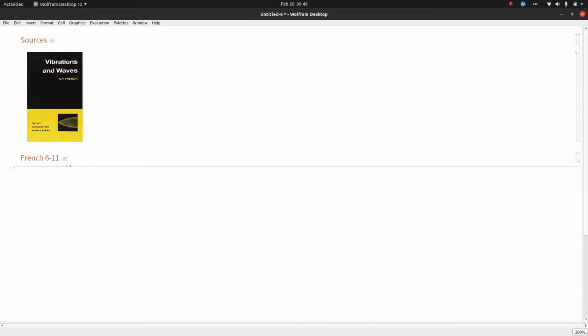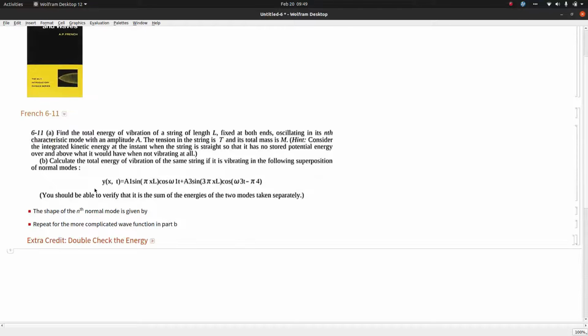So if we take a quick look at that problem, we can see that it wants you to find the total energy of vibration for a string of length L that is fixed at both ends, oscillating in its nth characteristic mode with an amplitude A. The string has a tension T, and it has a total mass M. And it gives us the hint that it wants us to consider integrating the kinetic energy at the instant when the string is straight so that it has no potential energy.